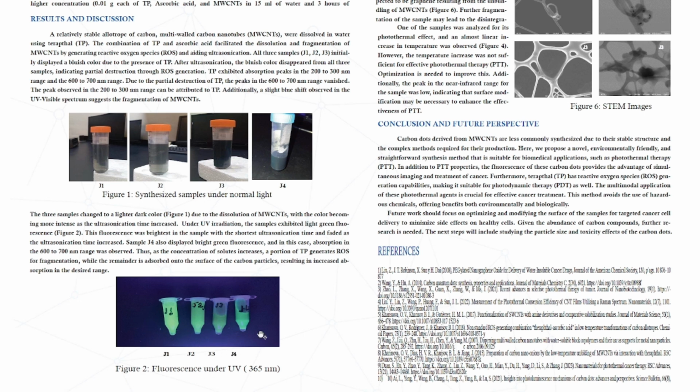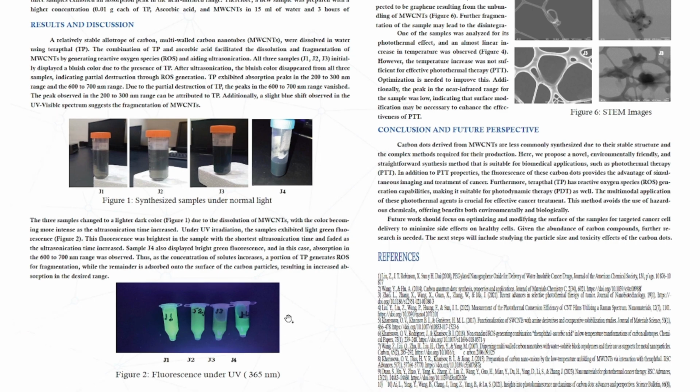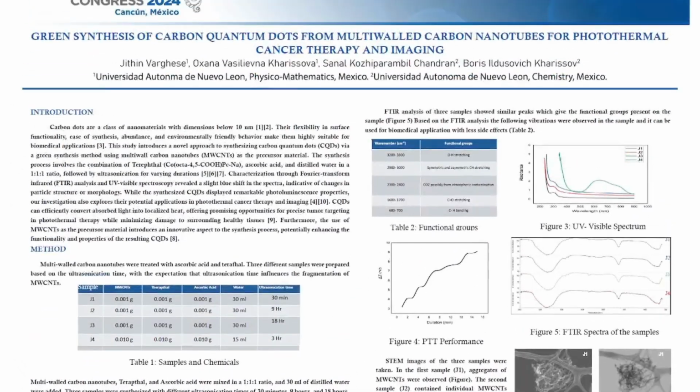This fluorescence is under UV radiation of 365 nanometers, and we can observe that for J1, J2, J3 the brightness is decreasing. As we can see, under normal light there is a darker color in J2 and J3, and that is the reason for reduced fluorescence in J2 and J3. And in J4 we can see a brighter green color. Next we can go to the other characterizations.